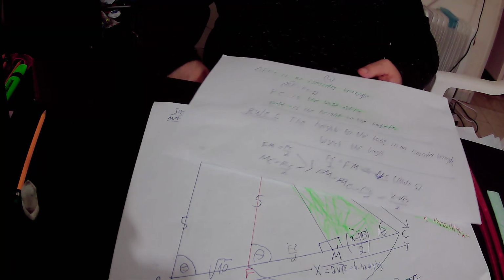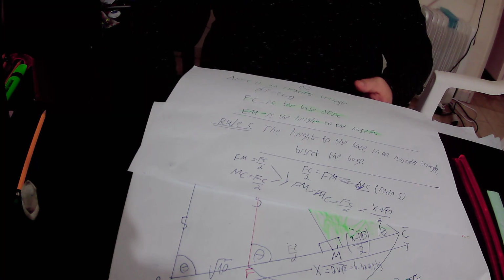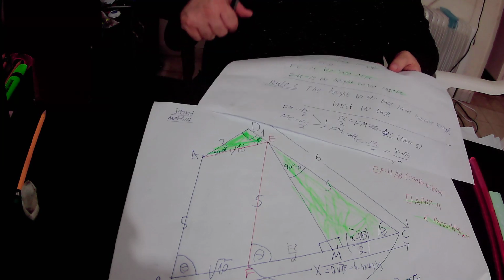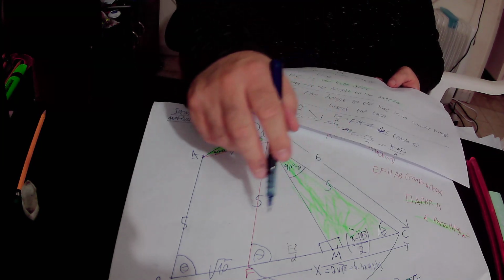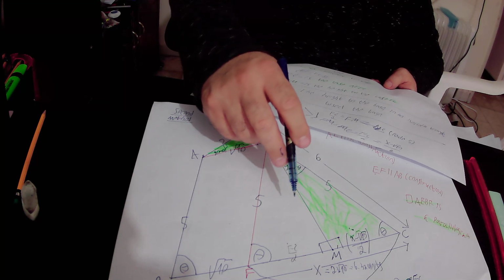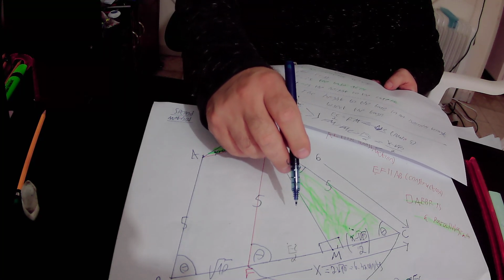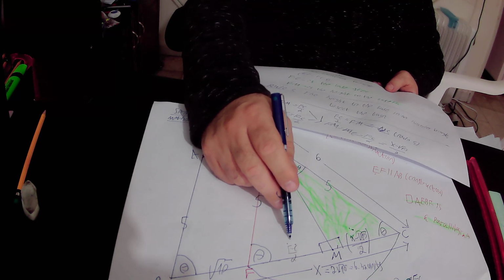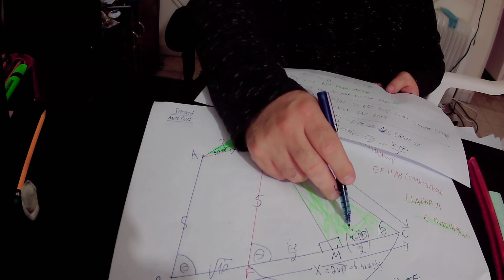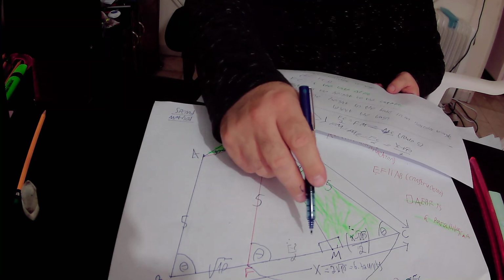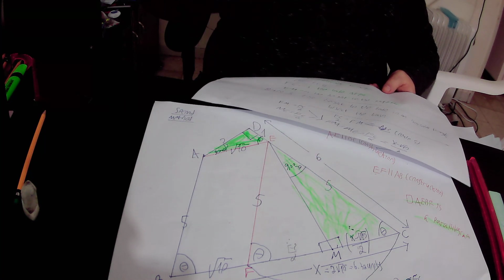I'll repeat rule number 5 again. The height to the base in an isosceles triangle bisects the base. So the height EM to the base FC of the isosceles triangle EFC bisects the base. That means it divides the base into two equal parts. So the first part will be Fc over 2, and the second part will also be Fc over 2. That is to say, Fm equals Mc equals Fc over 2.